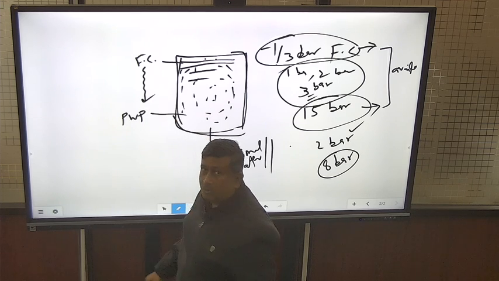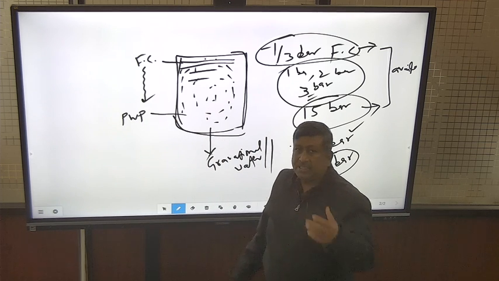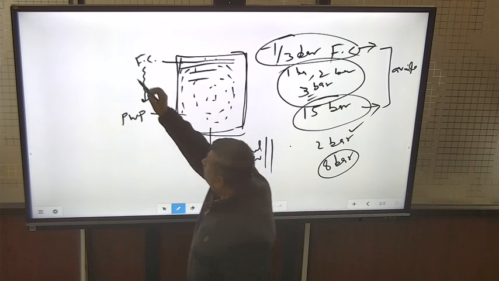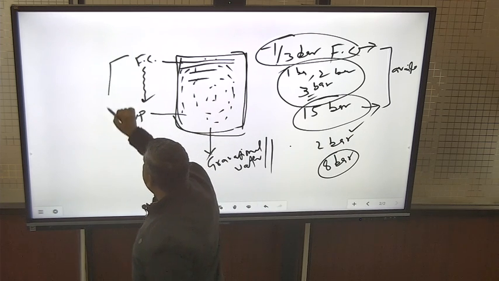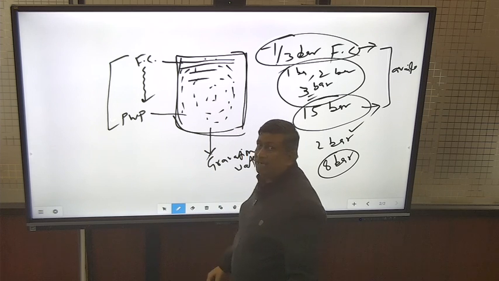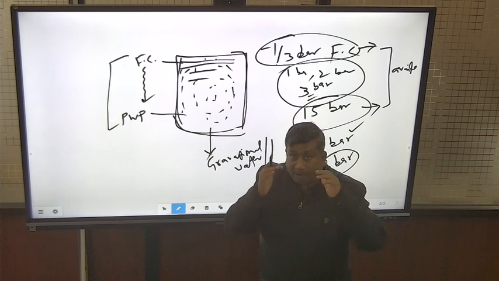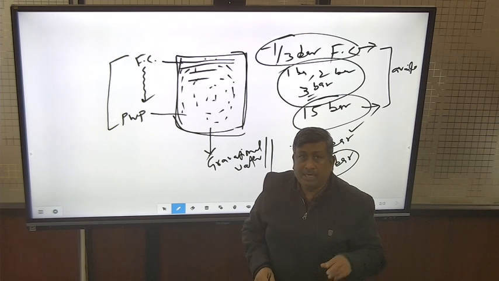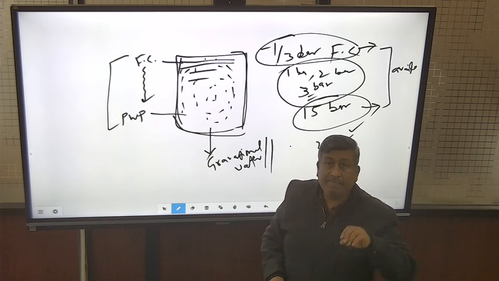So more and more pressure is required, more force is required for extraction. No doubt the available water is between field capacity and permanent wilting point, but the water which is available between field capacity and permanent wilting point is not available with the same ease.